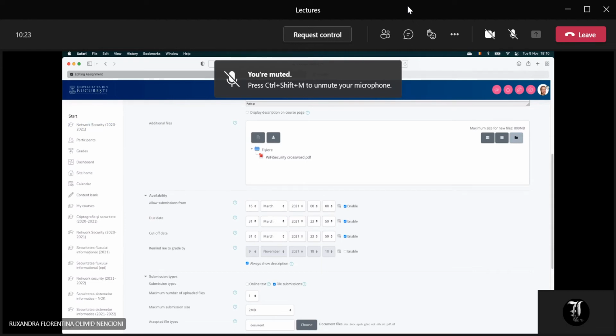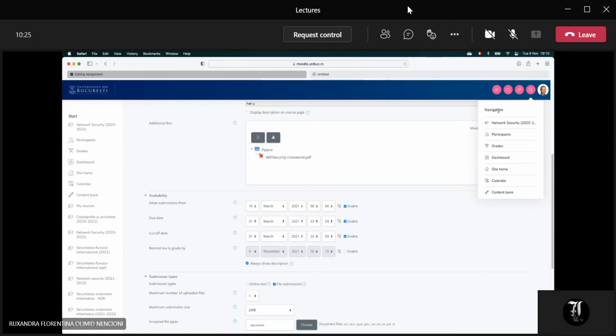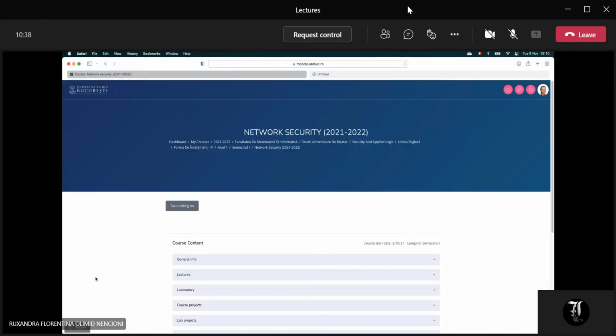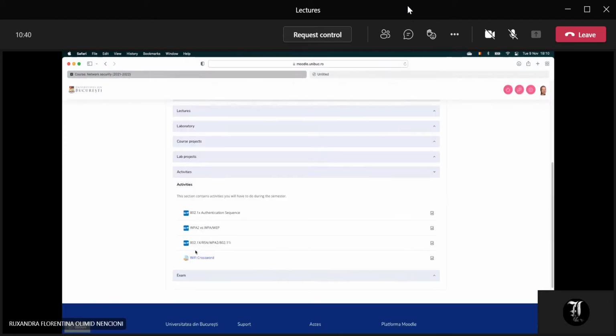Because I'm in the wrong course all the time. What's happening here? Just one moment, because this is not working properly.